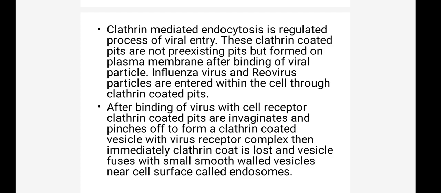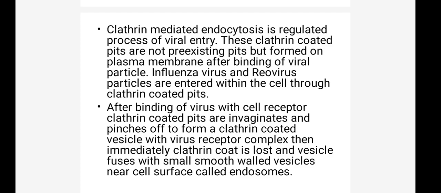Means these are not the pre-existing pits, like caveolin. These clathrin mediated pits are not pre-existing, but get formed on the surfaces of the cells whenever there is attachment of the viral particles with the host cell receptor, and this receptor interaction is responsible for enhancing the synthesis of these pits. The influenza virus and the retrovirus particles enter the cell through clathrin mediated endocytosis or clathrin coated pits.